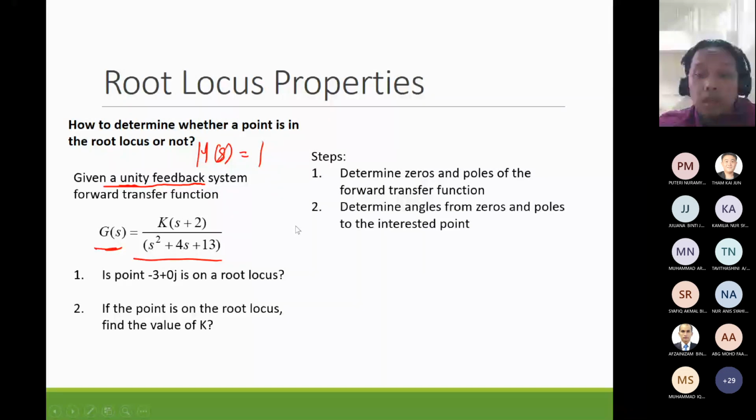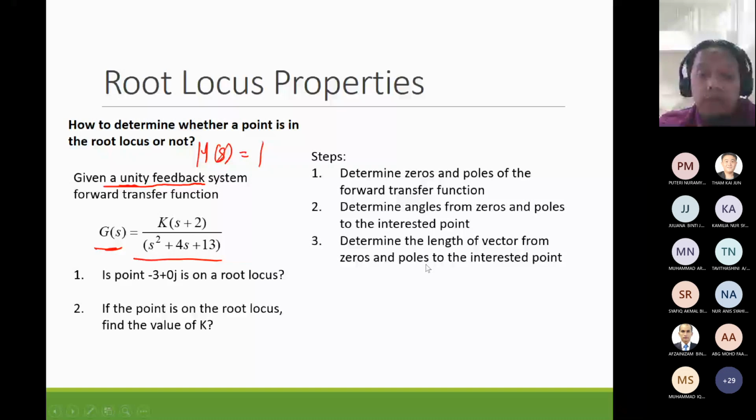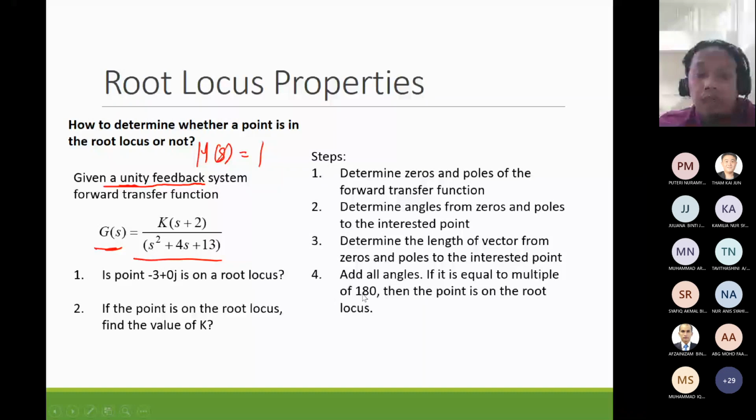And then you determine the angles from zeros and poles to this point of interest, which is minus 3. And then you determine the length of the vector from zeros and poles of this transfer function to this point. And then if the angles add up to a multiple of 180, then the point is on the root locus. Then determine the k using the lengths of zeros and poles.